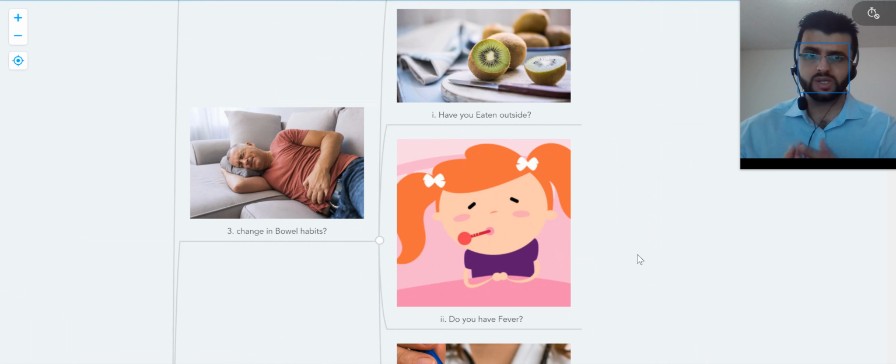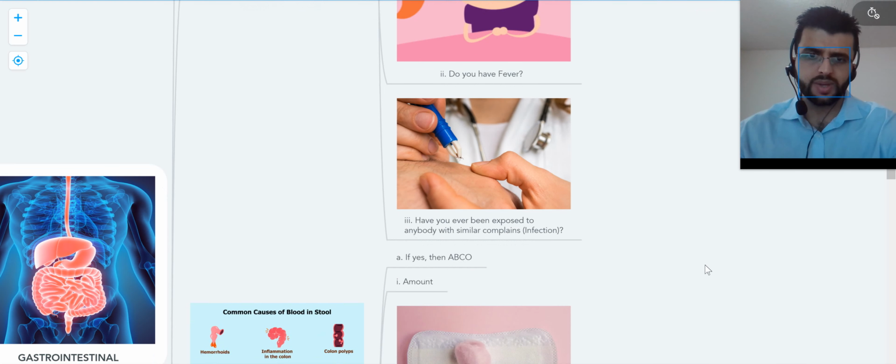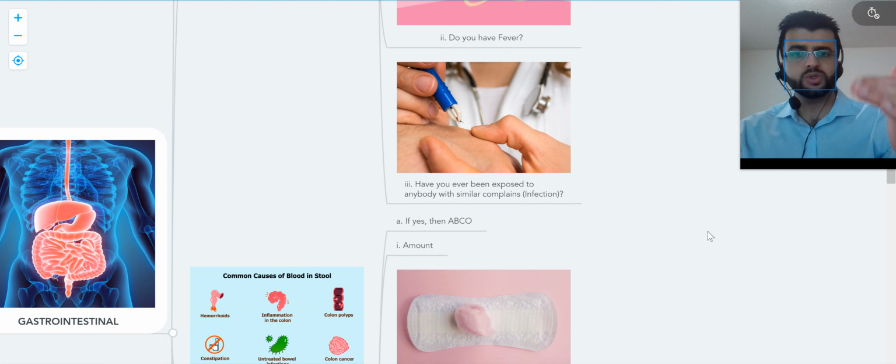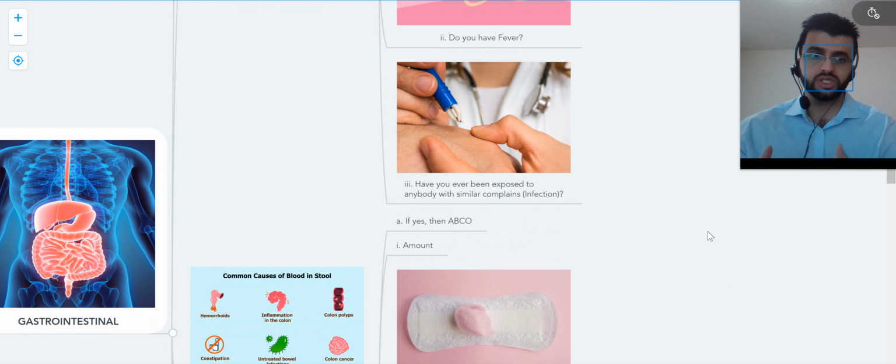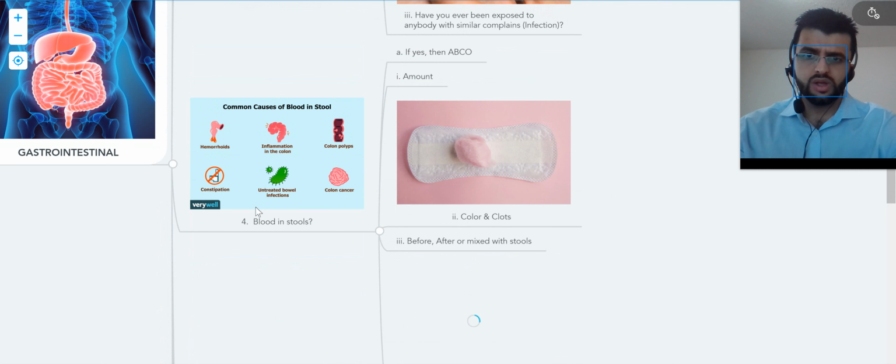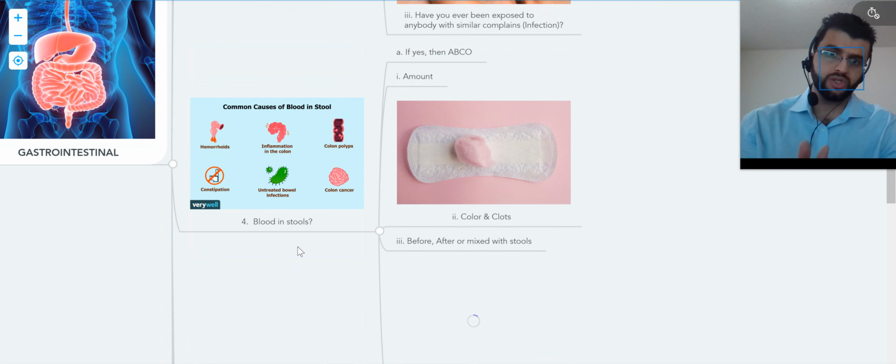This could be travel or diarrhea, okay? Do you have any fever? Okay, have you ever been exposed to anybody with a similar infection? So I'm asking about traveler's diarrhea, okay, something that happened when you travel. And then we ask, any blood in the stool? This is an important question too.